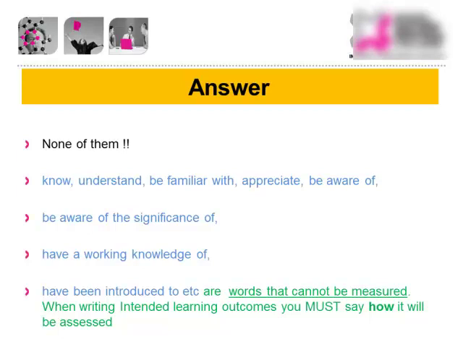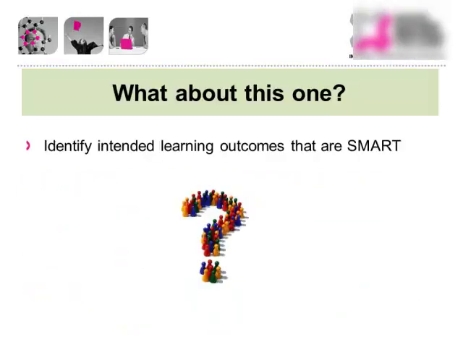Keep in mind that there are many important outcomes that you might find difficult to describe, let alone measure. But an important outcome should not be abandoned simply because you cannot think of an easy way to measure it. What about this one? Identify intended learning outcomes that are SMART. Yes, it's certainly a strong verb when we look at identify. However, you're not able to construct meaning from this because it's not clear what it is you're going to do.